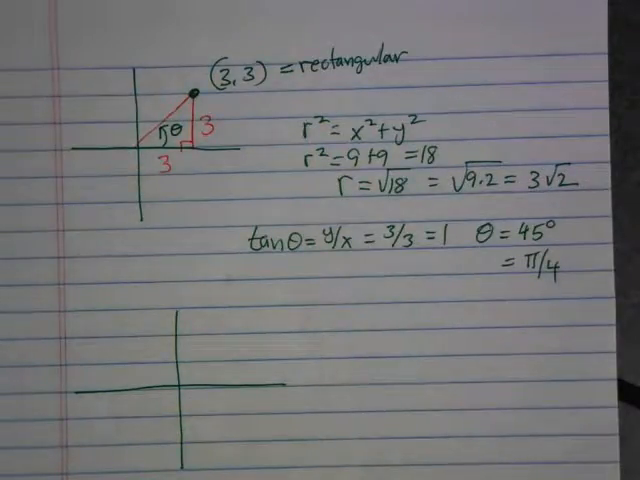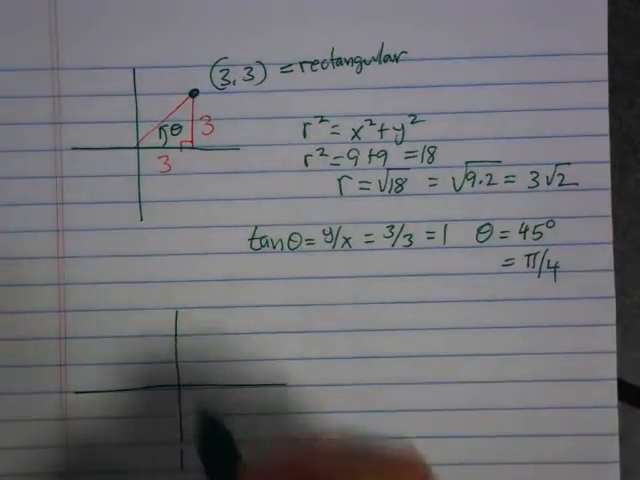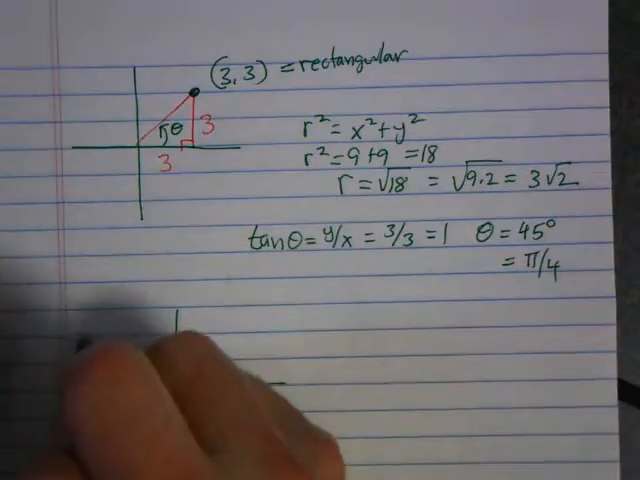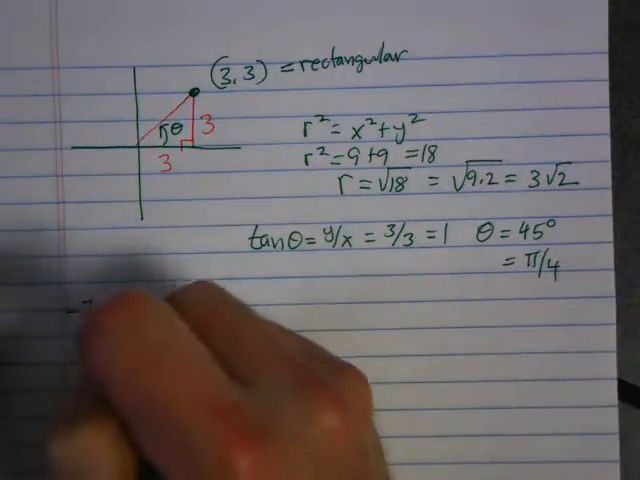Give me another nice point. 7, 4. How about we make one of those two negative? We do a different quadrant. Negative 7, positive 4. All right, so negative 7, positive 4 would be over here.